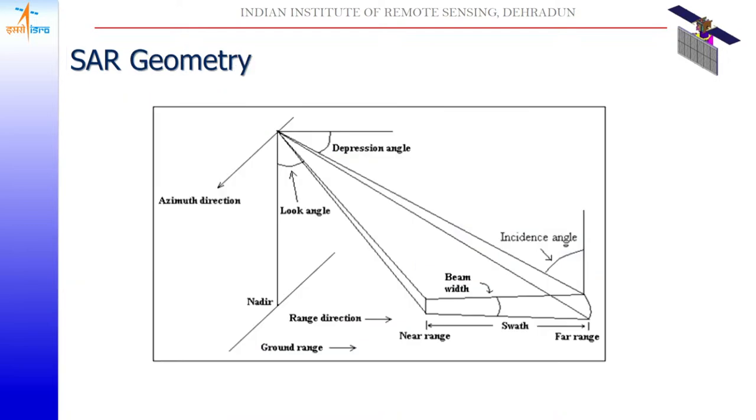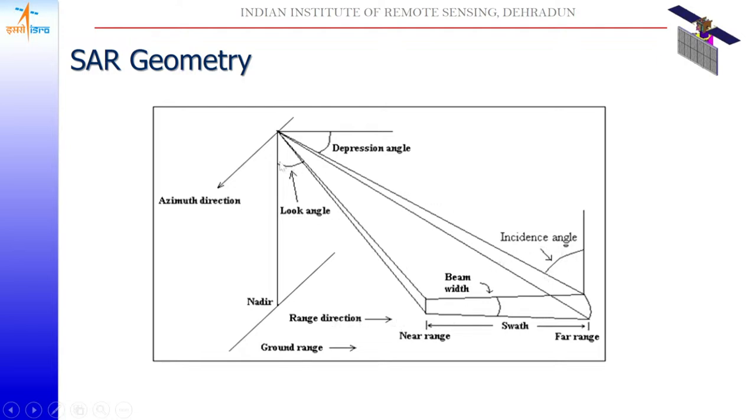So this is the typical geometry of the SAR. Say this is the azimuth direction, meaning SAR is moving in this direction. It is looking in a particular direction. This is called the look angle, and the point directly perpendicular to the SAR sensor is called the nadir point. This is the beam, and that is called the beam width. The first point of the beam is called the near range, and the last point is called the far range. And this is the incident angle.